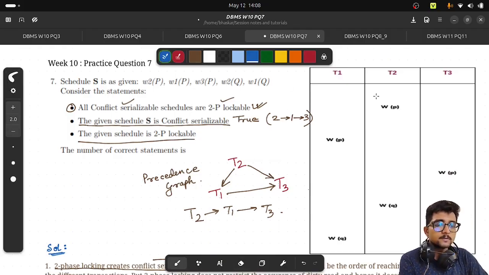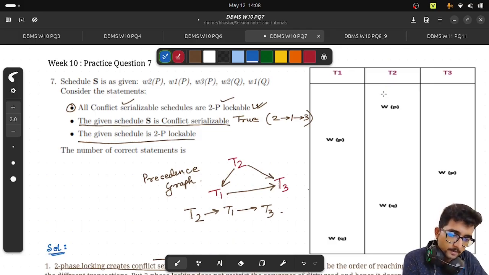Fine. So what does two-phase locking state? Two-phase locking states that I will try to put an exclusive lock on any item which is being written. I will try to put a shared lock on any item which I only need to read. And once I start unlocking even one data item, I will not be able to gain a lock on any other data item. So these are all the rules. Now we will start writing it.